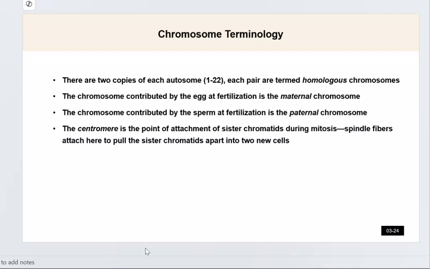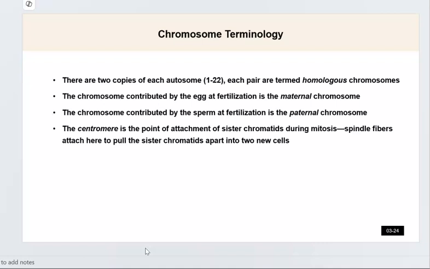All right, more into the chromosome terminology. The 2 copies of each chromosome are termed homologous chromosomes. An individual's genome is made up of 2 homologous copies of each autosome, and then we have the 2 sex chromosomes. Within each of the chromosome pairs, 1 chromosome was contributed by the egg and 1 was contributed by the sperm. These are referred to as the maternal and paternal chromosomes.